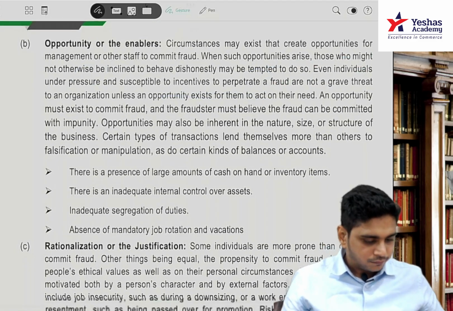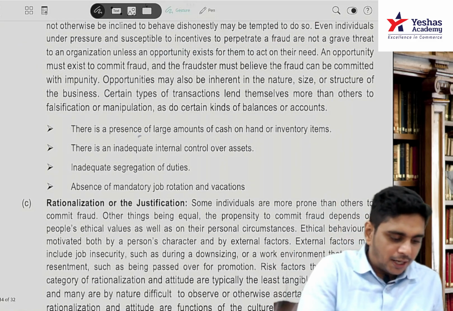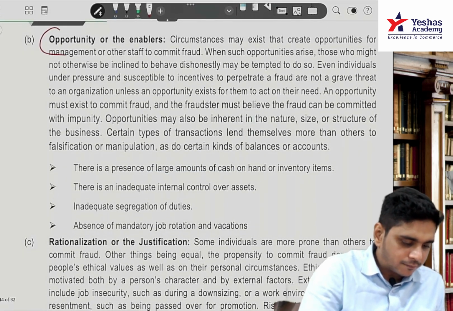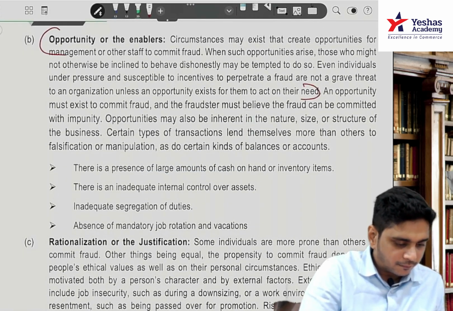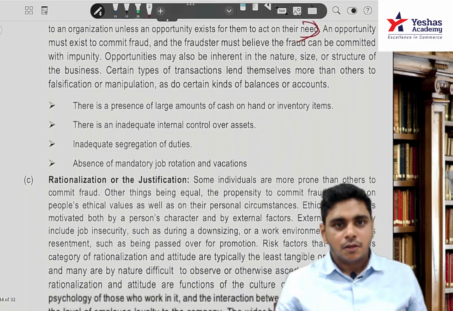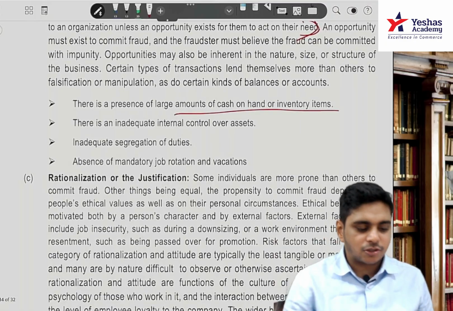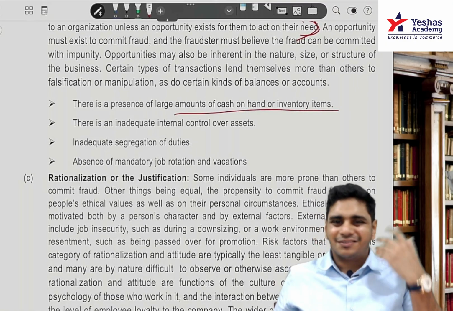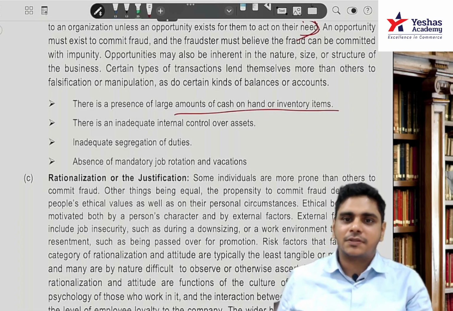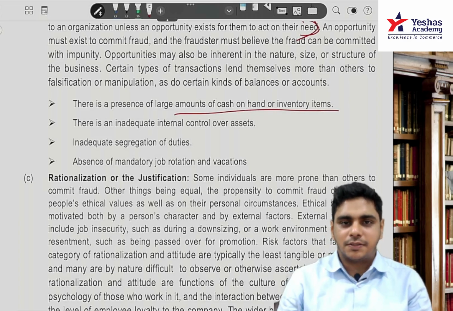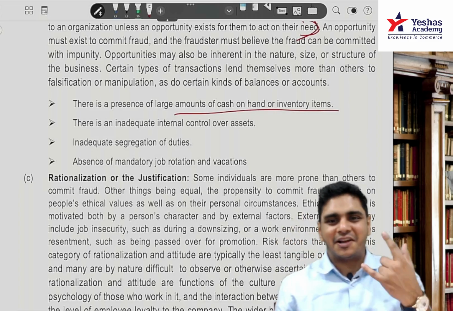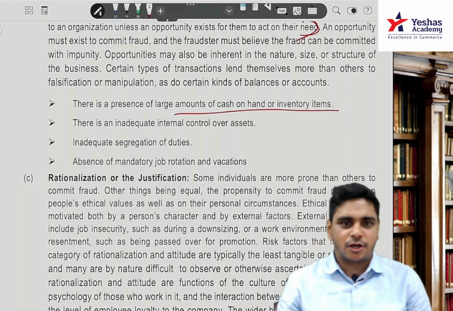Okay. Now there is a large amount of cash. So still here you will mark from opportunity. Now there is a presence of large amount of cash on hand or inventory items. Nobody will check. Let's take it. There's an inadequate internal control over asset. Like for example, boss ka car is there, boss ka scooty is there. Full petrol it is. Let's go and roam. Valentine week coming. Let's brother enjoy.